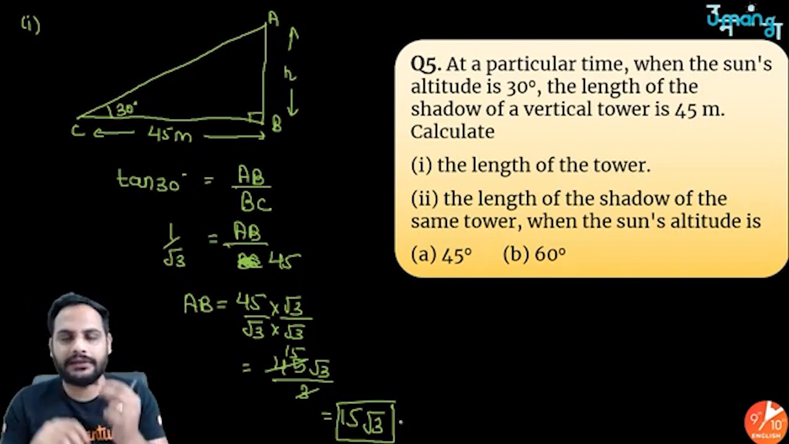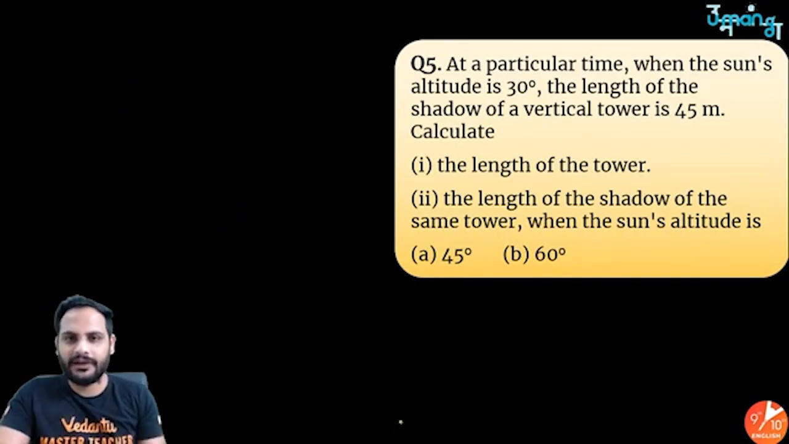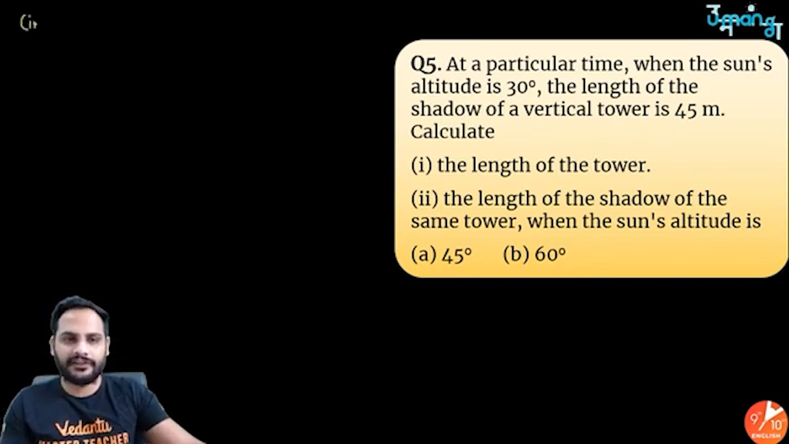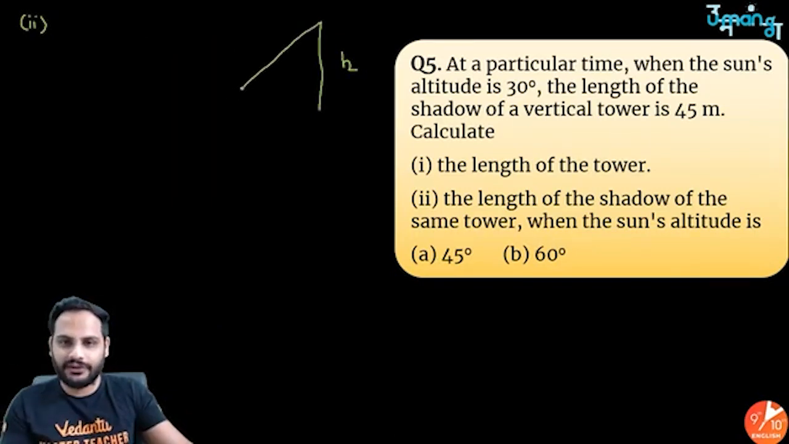Now, since I know the height of the tower, the length of the shadow can be found very easily. How? Let's take the first case. Here the height of the tower will not change with the sun's elevation. The only thing that will change is the shadow length. So let us say this is 45 degrees, the shadow length we don't know. Let's say AB, and this is C. So the shadow length BC we need to find out.